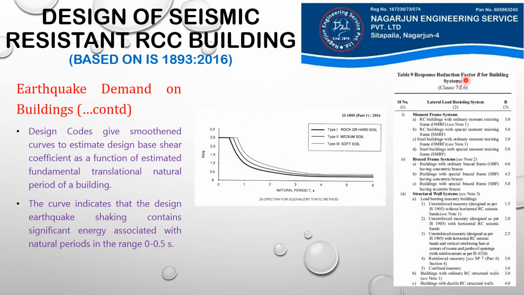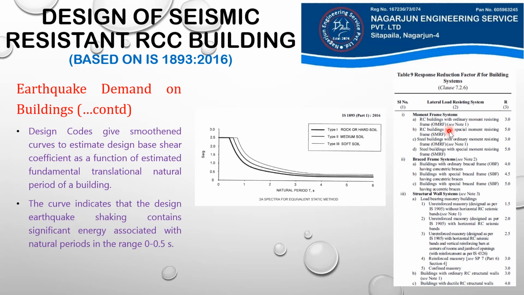So here I have shown the response reduction factor for different buildings. I talked about how response reduction factor is larger for buildings with higher ductility and lesser for buildings with lower ductility. So ours will be a moment frame system, and in moment frame system we have four types: RC building with ordinary moment resisting frame OMRF, RC building with special moment resisting frame SMRF, steel building with OMRF, and steel building with SMRF. So ours is an RC building, so we have to select between A or B. Is it an ordinary moment resisting frame or is it a special moment resisting frame?